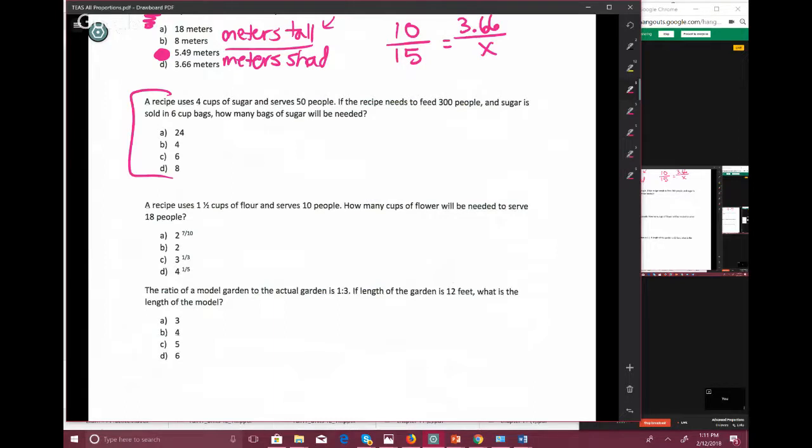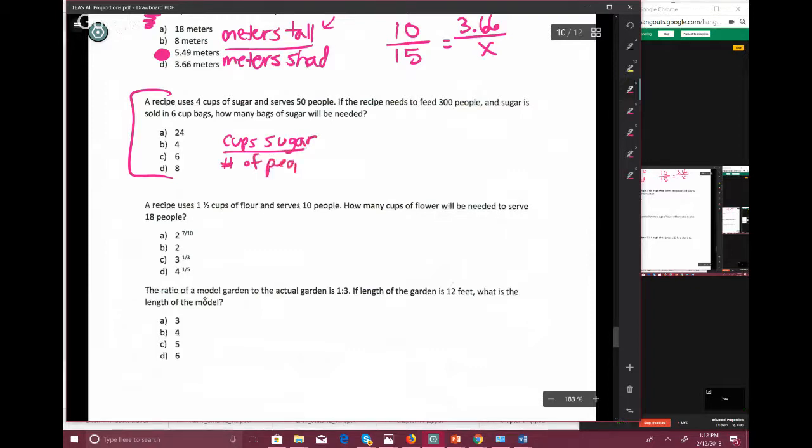So this one, you would have probably written your words out as being cups of sugar and then number of people. So it's got 4 cups of sugar and 50 people. And then later it talks about 300 people. Now the question actually asks you how many bags of sugar. And you have to pay attention to the units you're being given in each area, as well as the units they're asking you for. These answers here are in bags. Well, this is the opposite conversion.